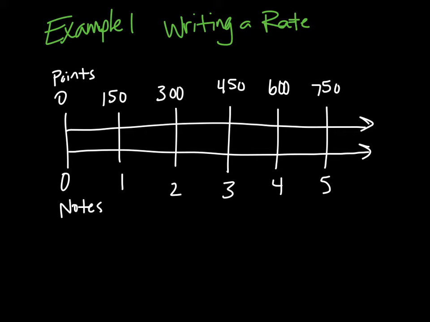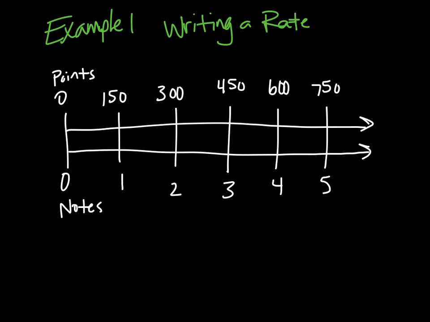In other words, let me get my pointer out. For every 150 points, I hit 1 note. For every 2 notes I hit, I get 300 points. And for every 450 points, I'm at 3 notes. So that's basically the language behind it. All I'm saying is what a ratio would be. So the directions here would say, write a rate that represents the situation.